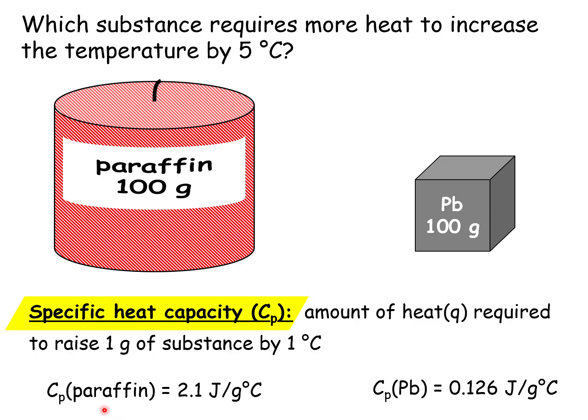So we look at the specific heat capacity of paraffin, and it's 2.1 joules per gram degree C. Joules is the metric unit for energy. And we compare that to the specific heat capacity of lead, and that's only 0.126 joules per gram degree C. So it takes roughly 20 times the amount of heat to change the temperature of the candle as it does to change the temperature of the lead block.